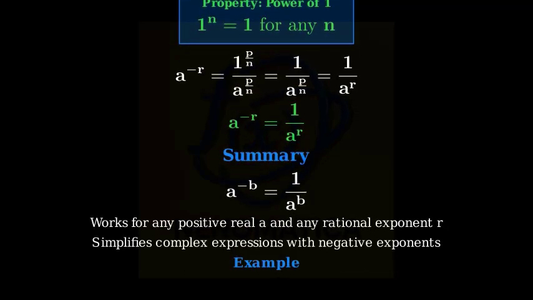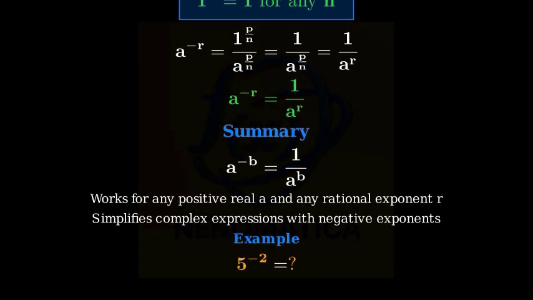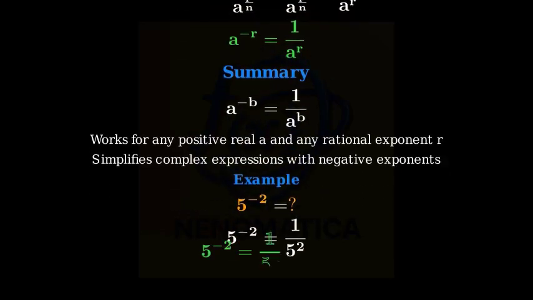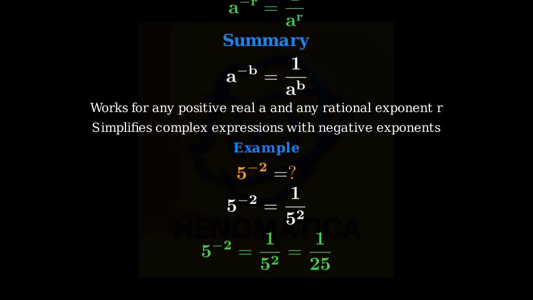Let's end with a quick example. If we have 5 to the -2 power, we can rewrite this as 1 over 5 squared, which equals 1 over 25.